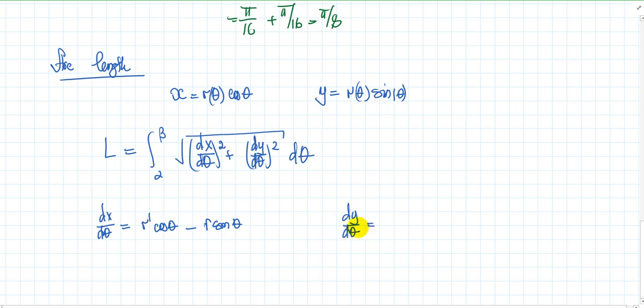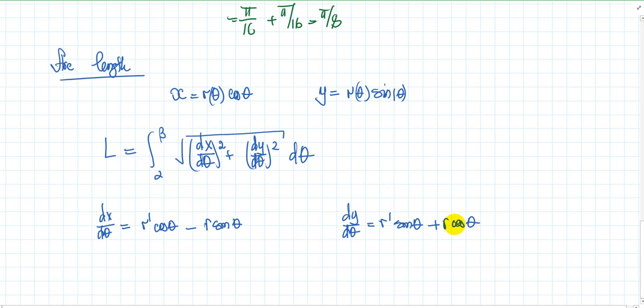What is the dy d theta? R prime sine theta plus r cosine theta, right? Because the derivative of the sine is plus cosine. And dx d theta has the minus because the derivative of the cosine is minus sine, right? Now I just need to substitute this formula and this formula to here, okay?